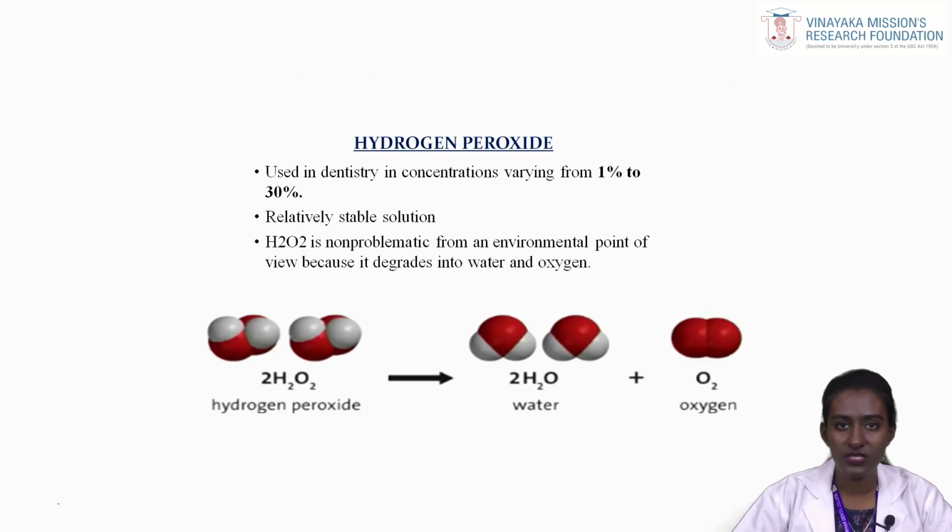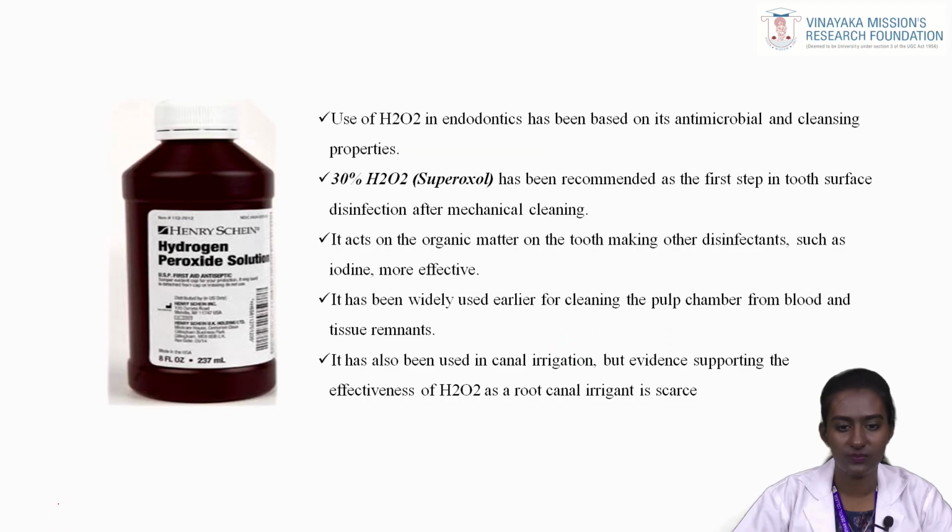Next is hydrogen peroxide. It was used in a concentration of 1% to 30%. It is basically a relatively stable solution. It will degrade into water and oxygen. This was basically used for its antimicrobial and cleansing action. 30% hydrogen peroxide has been recommended as the first step in tooth surface disinfection after mechanical cleaning.